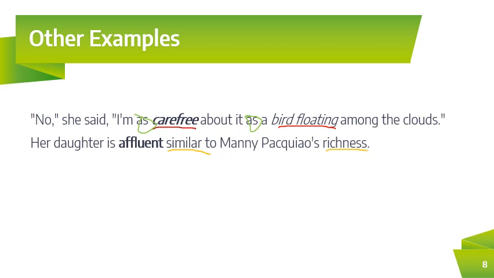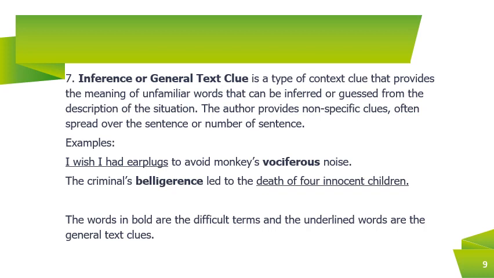Okay, so affluent and richness are synonymous to each other. So it talks about being wealthy, being rich, very rich. Okay, so that's it. We are now down on the last type of context clues, which is the inference or general text clue.